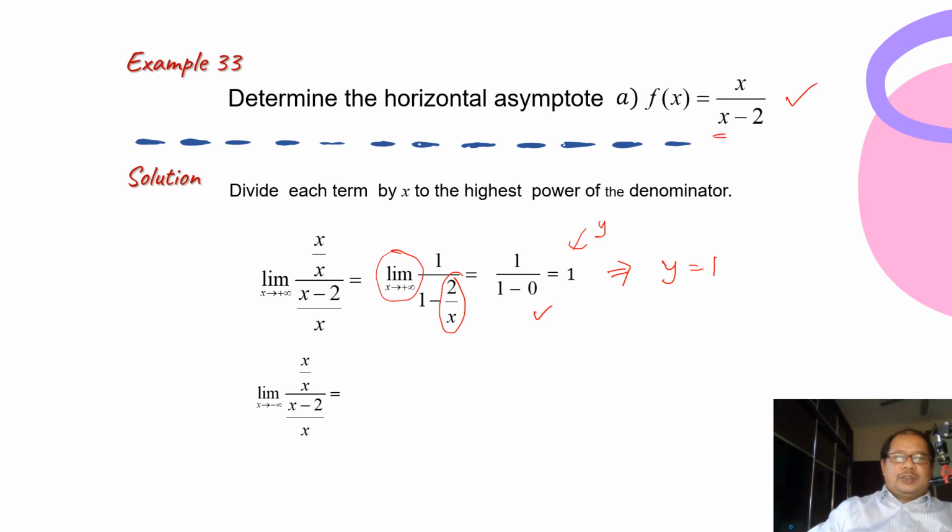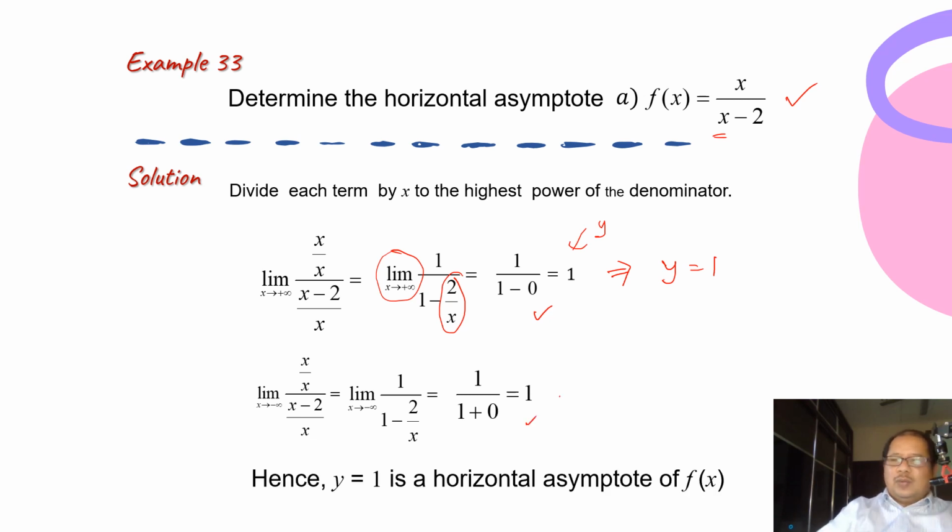Dan kita boleh cari sekali lagi menggunakan negative infinity pula. Adakah dapat jawapan yang sama ataupun jawapan yang lain. Bila x approaches negative infinity, kita menggunakan kaedah yang sama. Divide each term by x to the highest power of denominator. Okey, kita akan simplify. Akhirnya kita akan dapat jawapan yang sama, satu. Jadi confirm y equal to 1 is a horizontal asymptote of f(x).